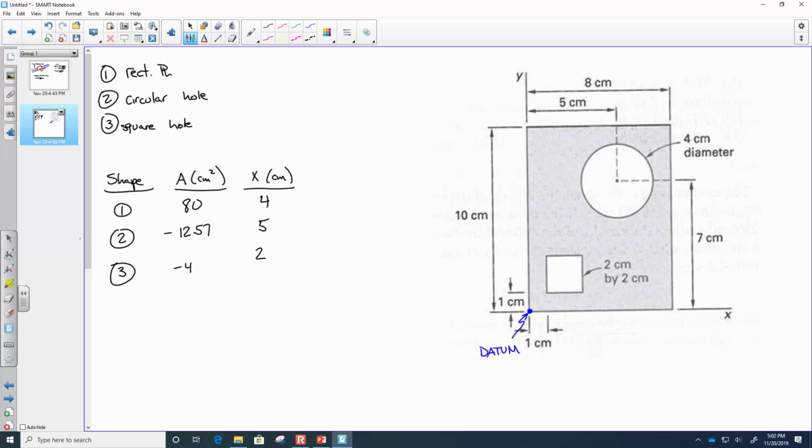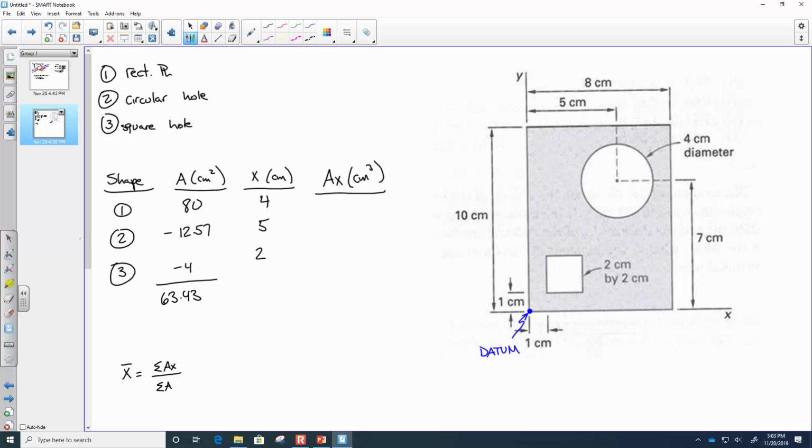So, does anybody remember that the centroid is computed as the sum of Ax over the sum of A? Does that formula look familiar? So we need the sum of the A's. Those are pretty easy. What is the sum of the A values? 80 minus 12.57 minus 4? 63.43. The next thing that we need is an Ax column.